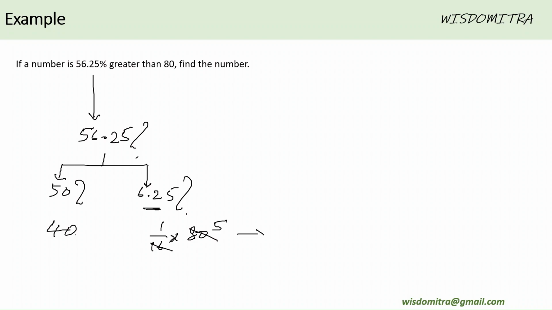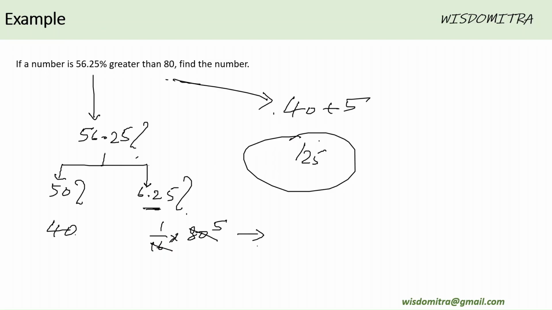So the number which is 56.25% greater than 80 means it is 40 plus 5. This is the increase in 80, which is nothing but 80 plus 40 is 120 plus 5 is 125. So the number that we are supposed to find is nothing but 125. So this is how you are supposed to calculate and estimate.